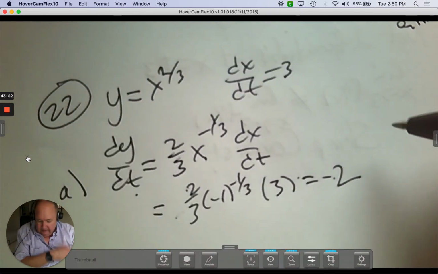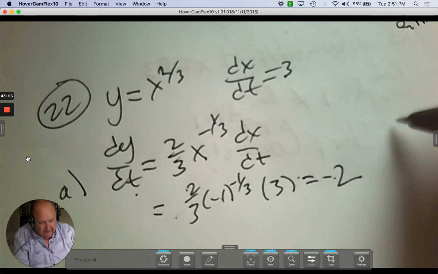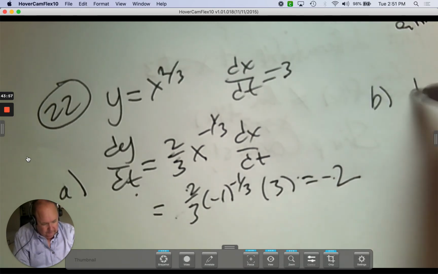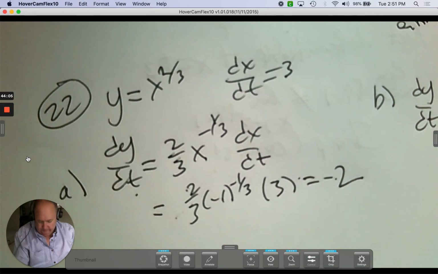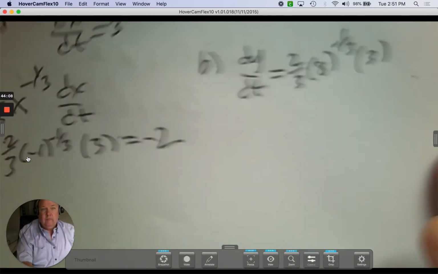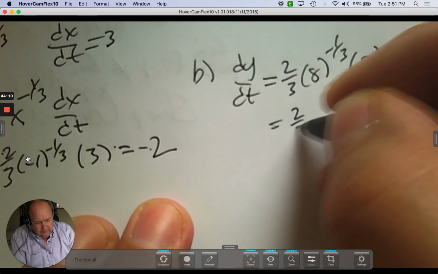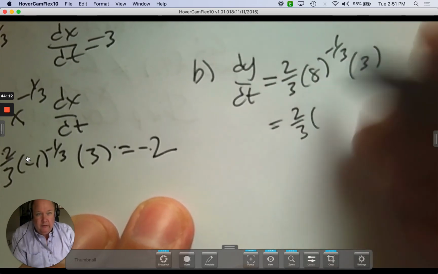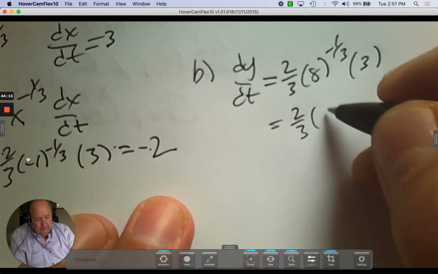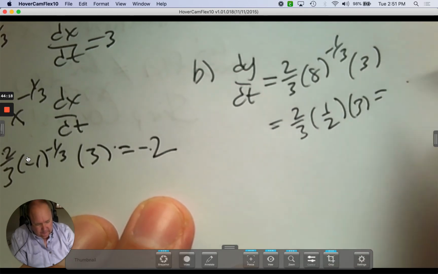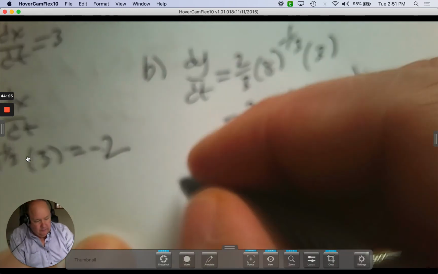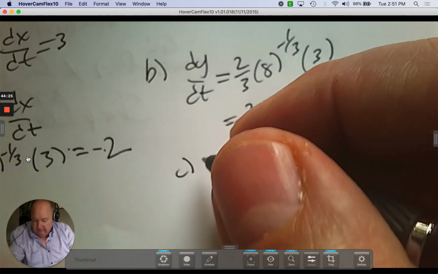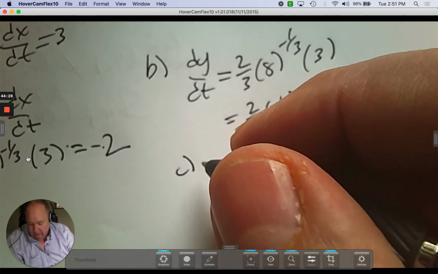For part B, find dy by dt when x is 8. So plug in 8. Could you simplify this if you had to? The cube root of 8 is 2, but the negative exponent makes it 1/2. So the 3's and the 2's just leave me with 1. Is that right? Part B? Yep. Part C, find the limit as x goes to infinity of that.